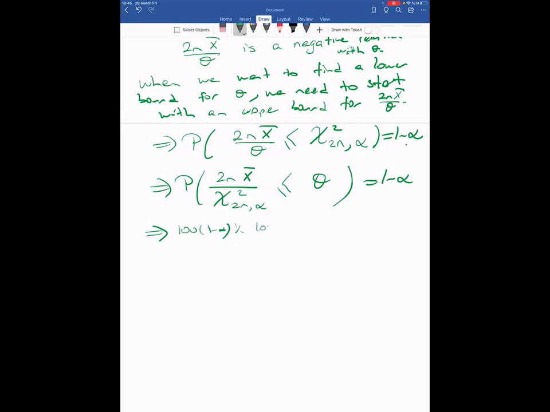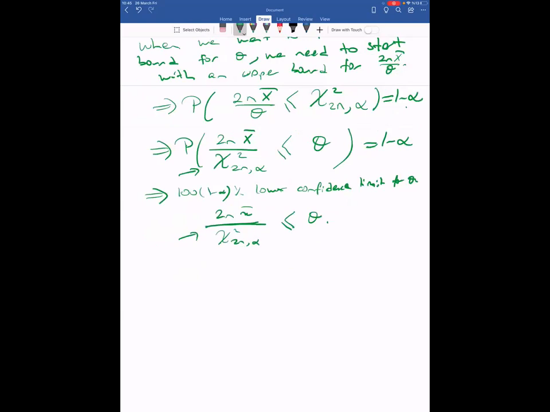The confidence lower confidence limit for theta will be 2n x bar over chi-square 2n, alpha. So don't forget to write this step. After writing this step, please write this. Otherwise, I will take some of your points off.